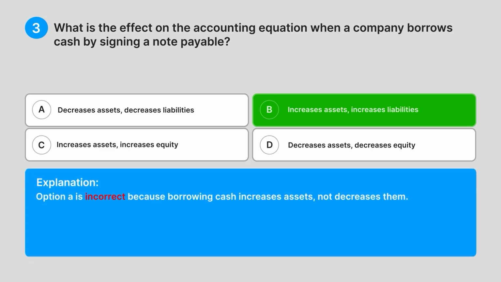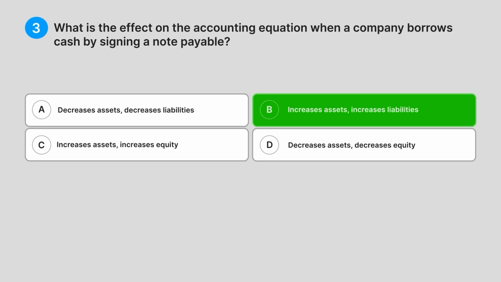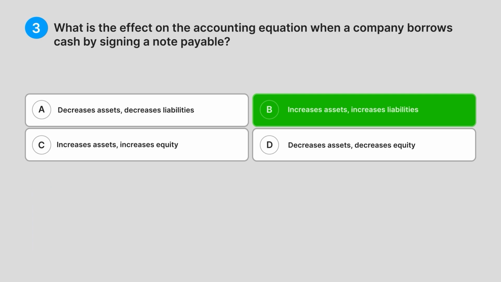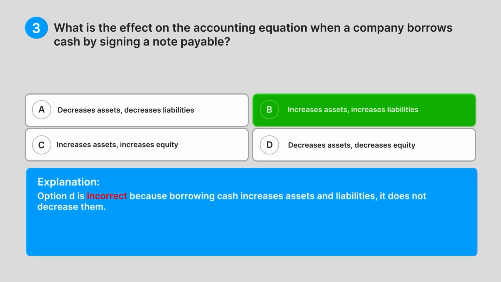Option A is incorrect because borrowing cash increases assets, not decreases them. Option C is incorrect because borrowing cash increases liabilities, not equity. Option D is incorrect because borrowing cash increases assets and liabilities. It does not decrease them.